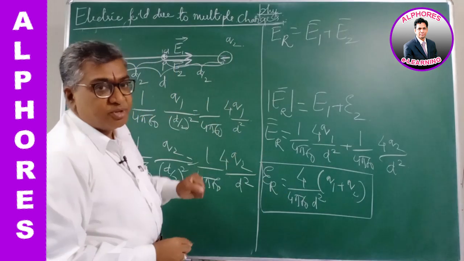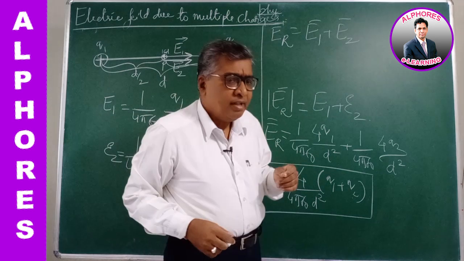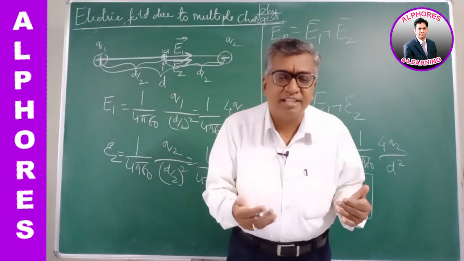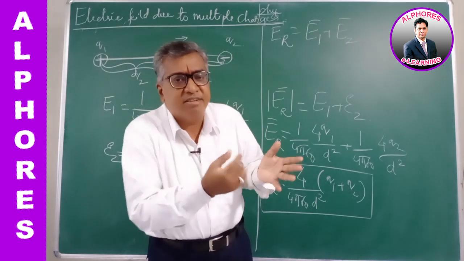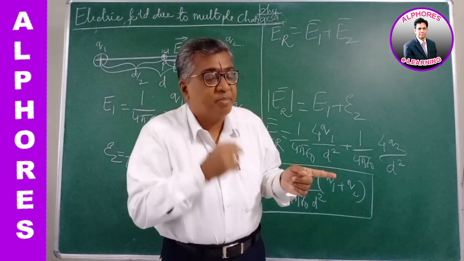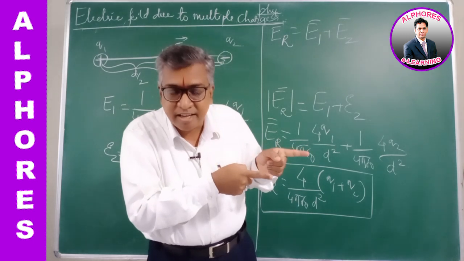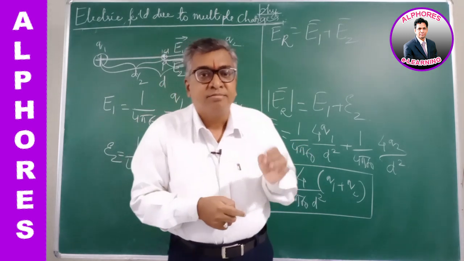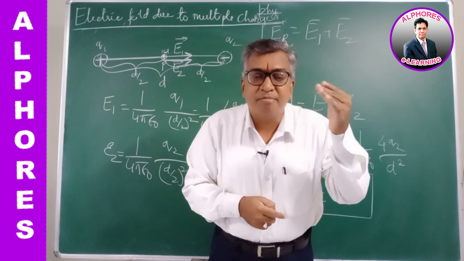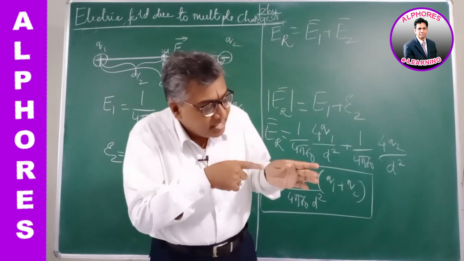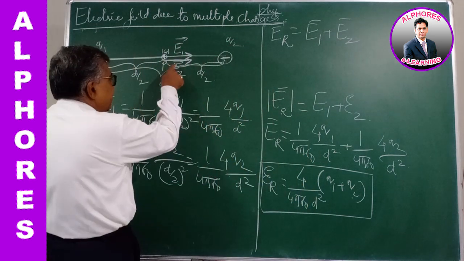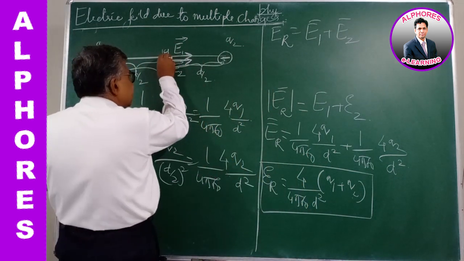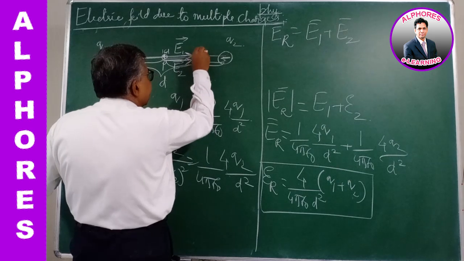This is the magnitude. Now what is the direction? The direction of the resultant electric field is given by the individual fields. Now according to parallelogram law of vectors, if two vectors are in the same direction, like vectors, the resultant vector also will be in the direction of the same individual vectors. So E1 and E2 are in same direction. So the resultant electric field also is in this direction only.